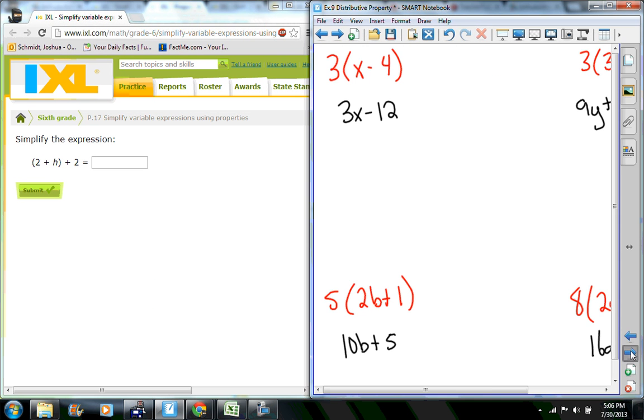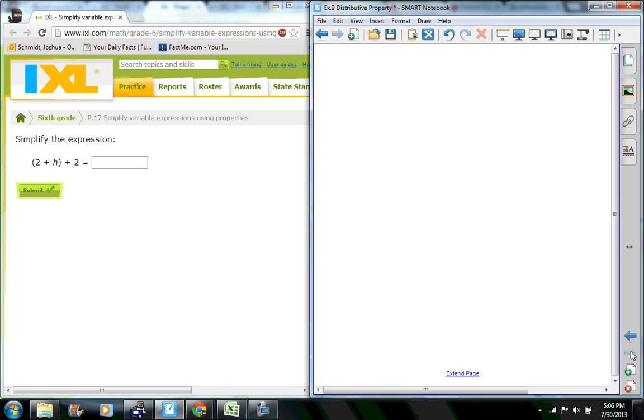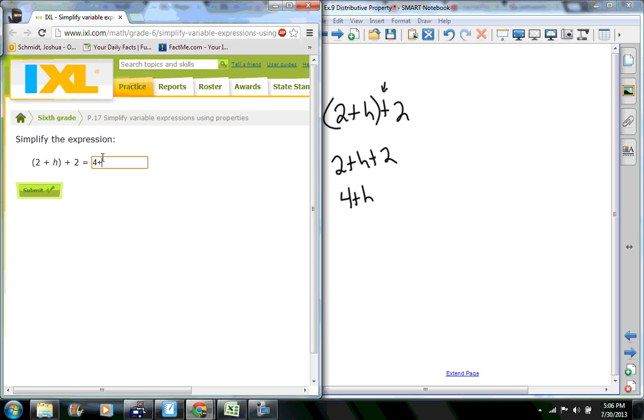Okay, so for this one up here, we have 2 plus h plus 2. Now, this is different than a distributive property problem because we have that plus sign located right there. Therefore, all we have to do is ignore the parentheses. So we get 2 plus h plus 2, and then we just add the regular numbers. So it becomes 4 plus h, which should give us the answer.